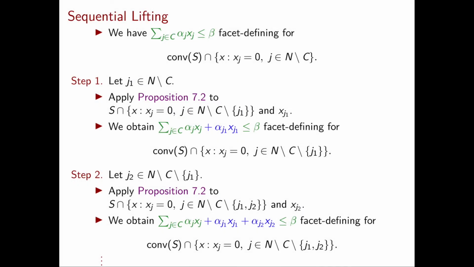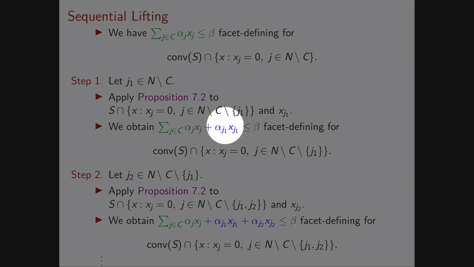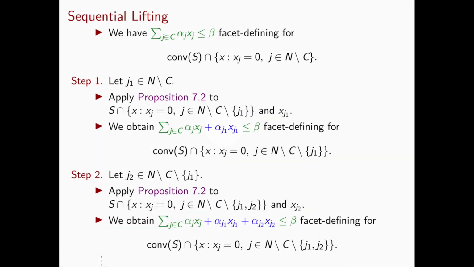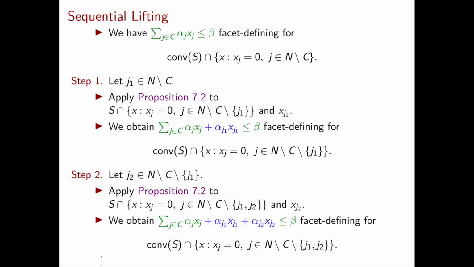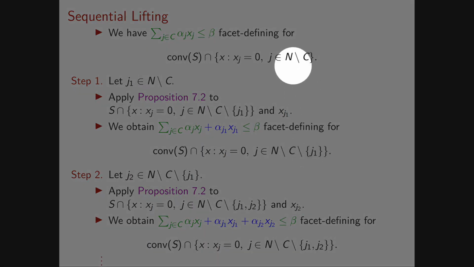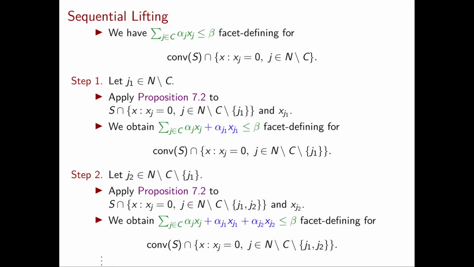In this way, if we apply the proposition, we obtain a lifting of the green inequality where we also have alpha j1 xj1, and it is facet defining for the convex hull intersected now with xj equal to 0 for j in N minus C minus j1. So this is a larger set than the one before, and we're working our way towards having just the convex hull here.